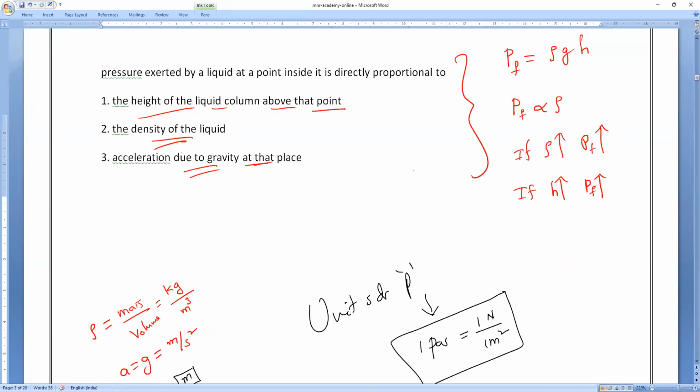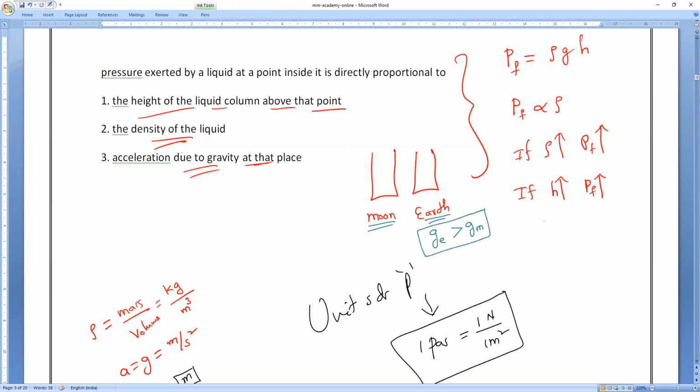Next, suppose I put the same fluid on the moon and the same fluid on the earth. Where will they exert more pressure? Earth. Because earth gravity is greater than moon gravity. Am I right or wrong? That is why the g value increases, and fluid pressure also increases. Clear, everybody?